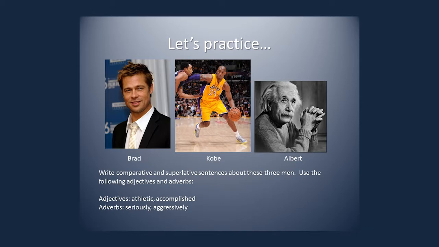For the adjective athletic, you could write, Kobe is more athletic than Albert. This is an example of a comparative. For the adjective accomplished, you could write, of these three men, Brad is the most accomplished actor. This is an example of a superlative.